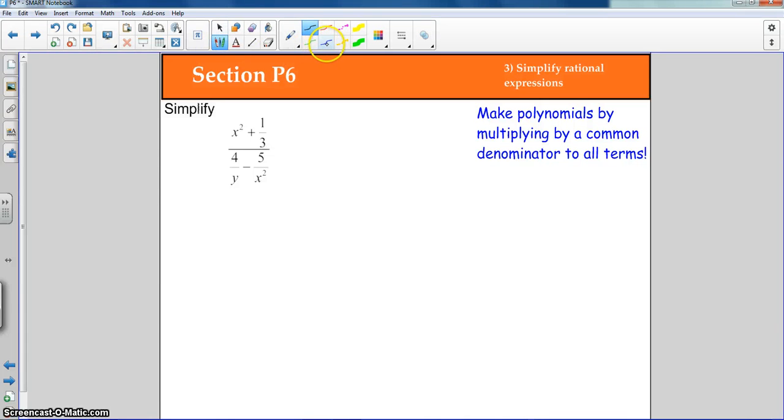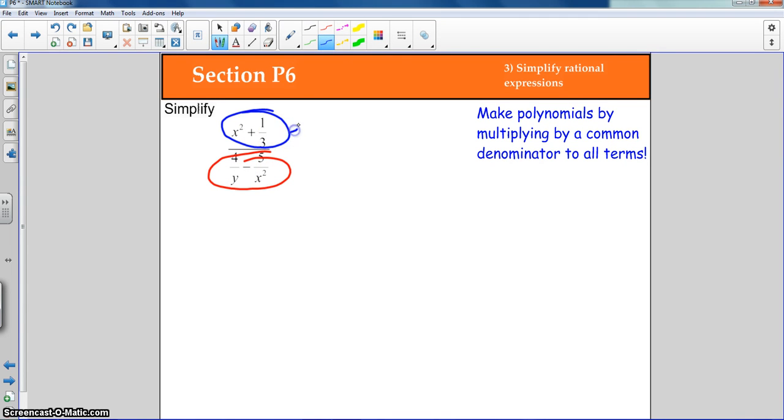Okay, last example in section P6. This is what we call a complex rational expression because it's a rational expression within a rational expression. So what I'm going to do is break this into two pieces. I'm first going to look at simplifying the numerator, and we'll do this in blue, and then we're going to look at simplifying the denominator, and then eventually we'll put them all together.